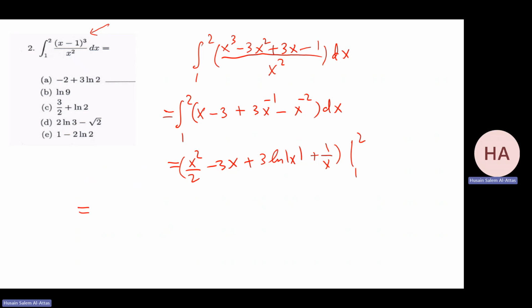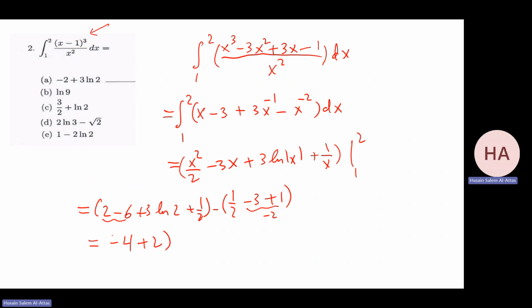Yeah, let us do the calculation. 2 minus 6 plus 3 then 2 plus half minus half minus 3. 3 then 1 is 0 plus 1. So I'm getting what? 2 minus 6, this is minus 4. Half minus 2, this is minus 2. So minus 4 plus 2 plus 3 then 2, which is minus 2 plus 3 then 2, which is this one.